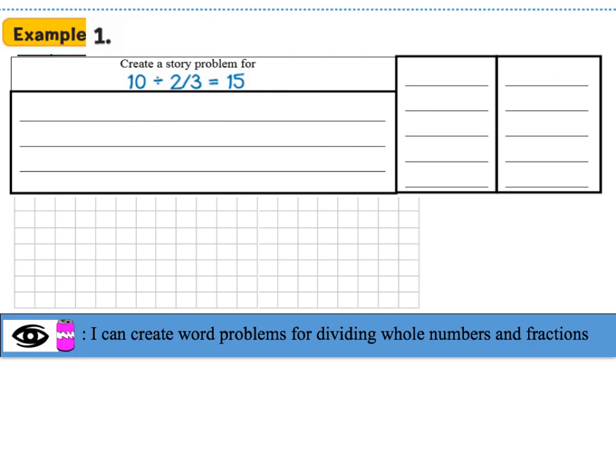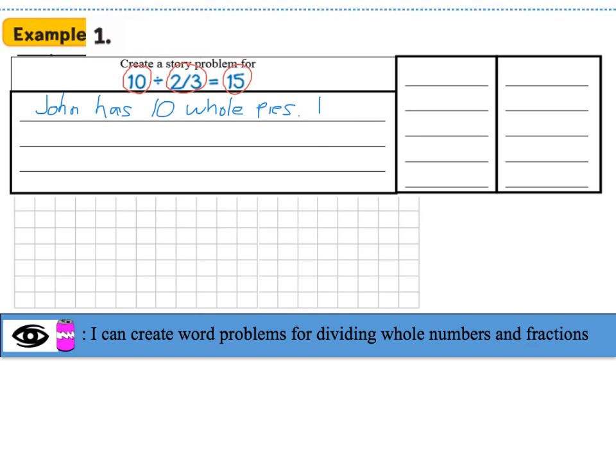Alright, so this problem, for example 1, looks kind of familiar because it's the same problem that we used in our key concepts. We notice that we have a total amount, which is our dividend, and we have our divisor, which is 2/3, and we have our answer, which is 15. So I'm going to create a problem using that information. I'm going to create a character, so let's call that character John. And I'm going to say John has 10 whole pies. And the reason why I started with that was because 10 was my total amount. So that's the total amount that John has.